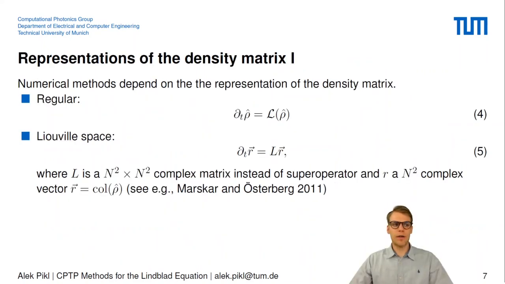Now we have to talk about representations of the density matrix, because different representations lead to different methods. First, we have the regular representation, where we have the density matrix as an n by n complex matrix, and L is the superoperator which we saw in the first equation. We have the Liouville space, where we can stack the columns of our density matrix to get the n² complex vector R. And then we can rewrite our superoperator as an n² times n² complex matrix L.